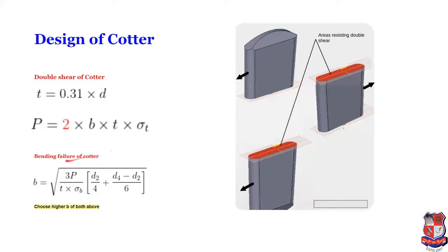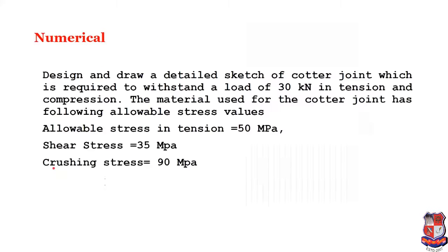And next is bending failure of the Cotter. Bending stress sigma B is equal to M by Z. So from that, B is equal to the square root of 3P divided by 2 into sigma B into the bracket D2 by 4 plus D4 minus D2 by 6, bracket over. From this also we have the value of B, and from the earlier one also we have the value of B. We have to choose the higher of the two. So from this procedure, we can easily design the Cotter joint.